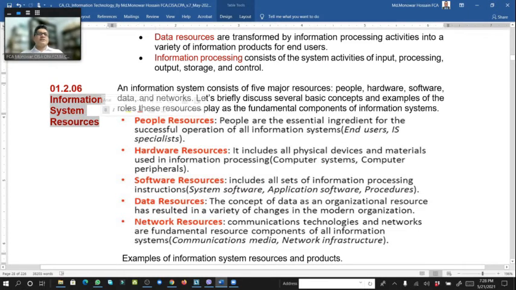Information resource, system resource. Also the component, also the resource is here. Look here. An information system consists of five major resources: people, hardware, software, data, and network. These five are also components, also resources, we can say. Let's briefly discuss several concepts here.